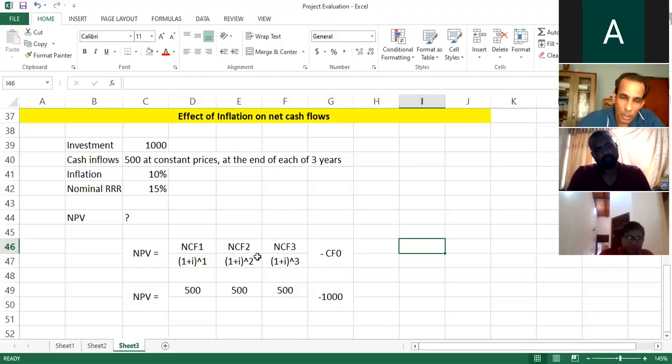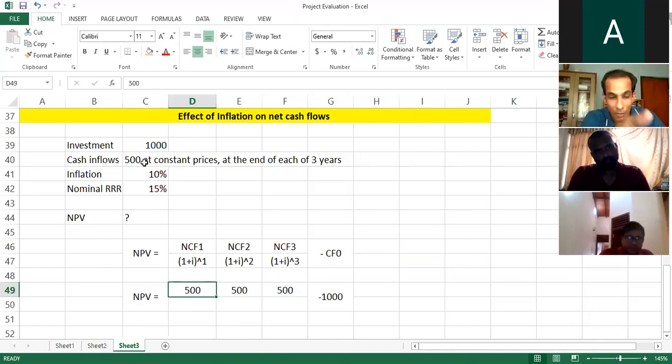These are real cash flows. Why? Because these 500s are at constant prices. Constant means the price level did not change. You may have seen this term in the central bank annual report, where you see two values for GDP: nominal GDP and real GDP. Real GDP means constant prices, if the price level did not change.